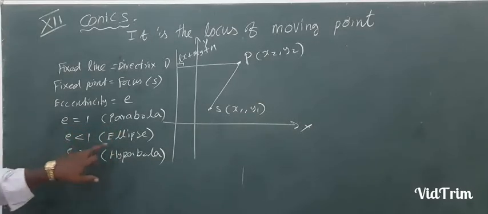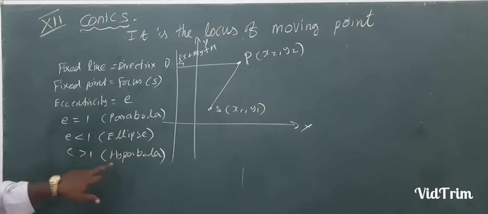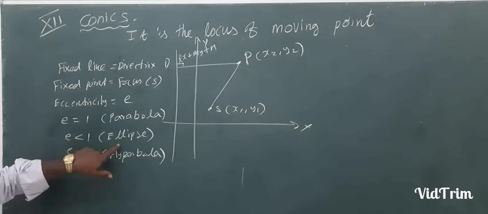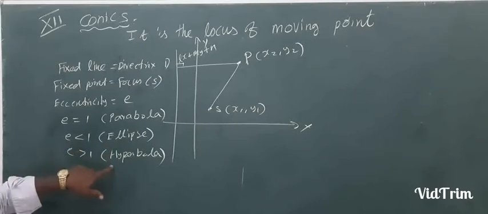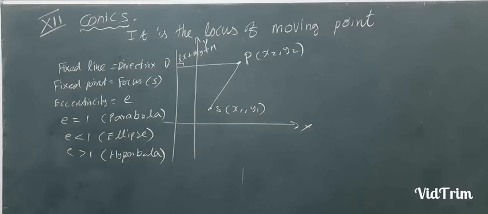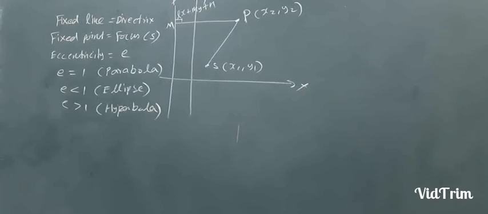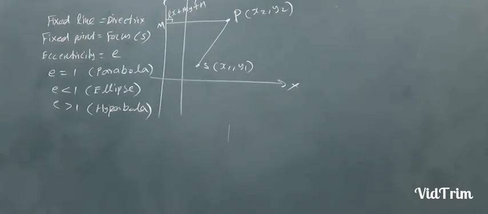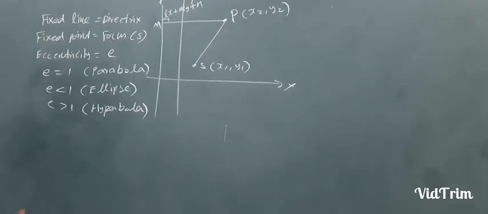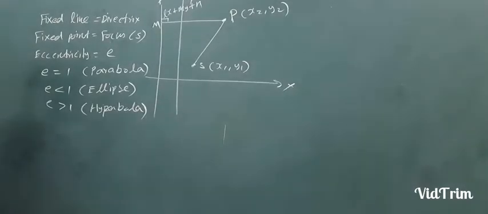So eccentricity equal to 1 is a parabola. E less than 1 is an ellipse. E greater than 1 is a hyperbola. So don't confuse that. Less than 1 means ellipse and greater than 1 means hyperbola. These three concepts we are going to study, and the first concept is the parabola. Before that we are going to learn about the general concept of the conic.